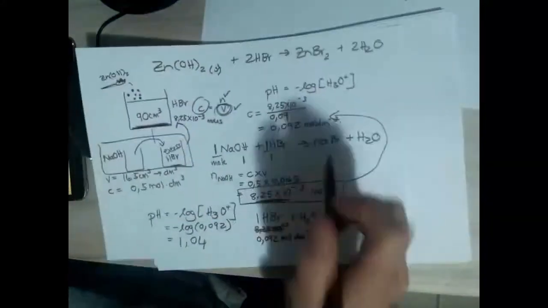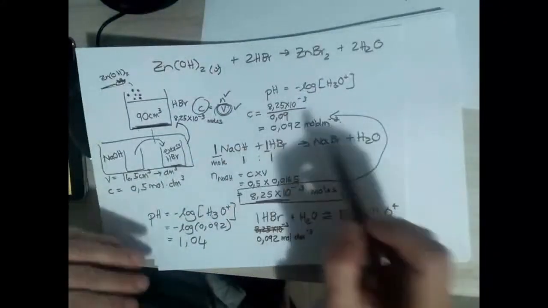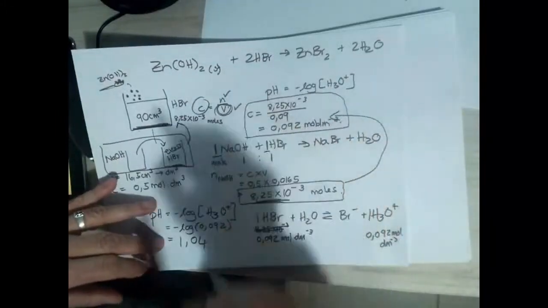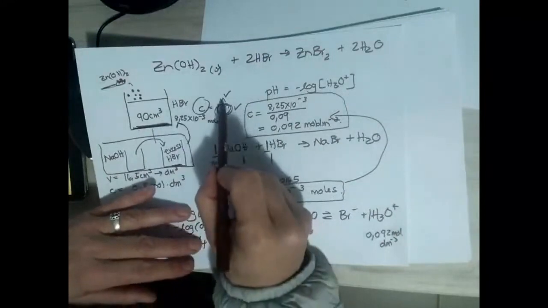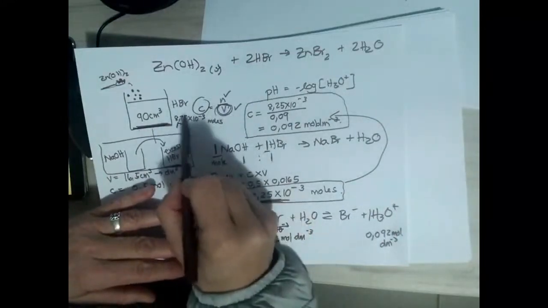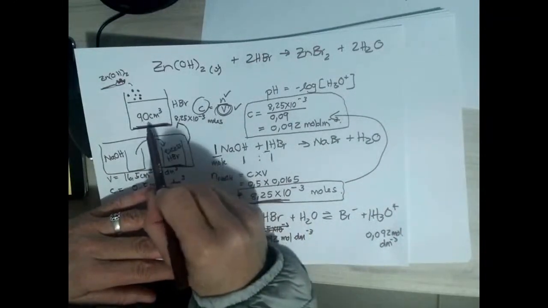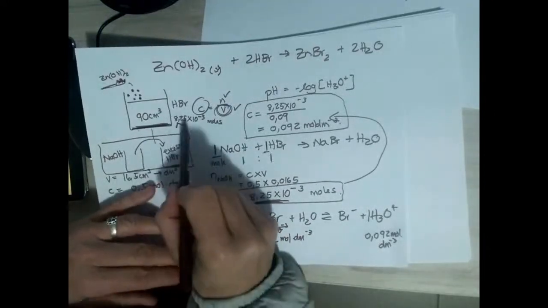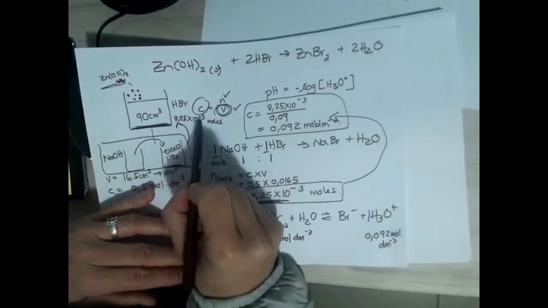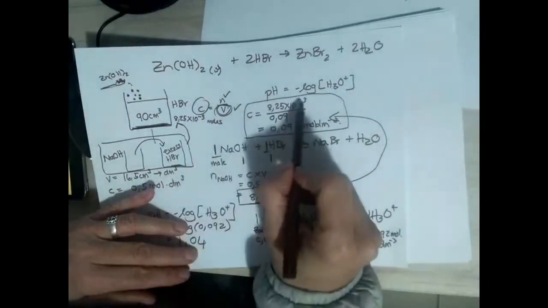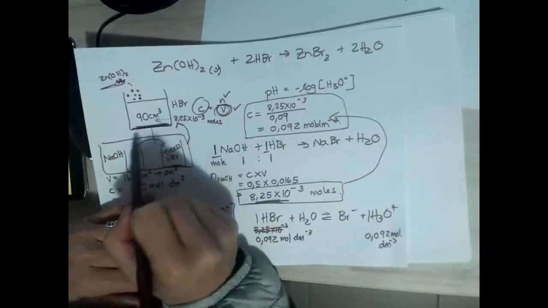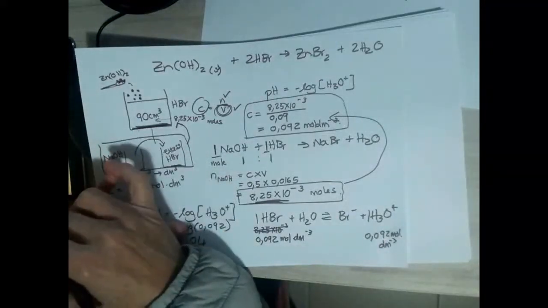Sorry, the question was, how did I get the concentration of the HBr? That was over here. Sorry, this is really rather messy. It's the number of moles that remained in the solution after I've added the zinc hydroxide. So that I calculated using the back titration. I got 8.25 times 10 to the negative 3. That was the number of moles, and I divided by the volume. And the volume, they told me, didn't change, so it stayed 90 cubic centimeters.